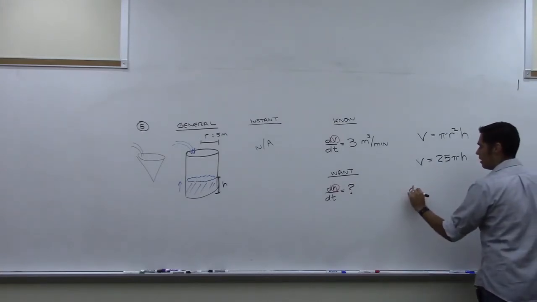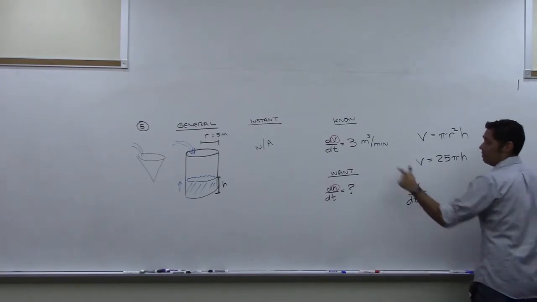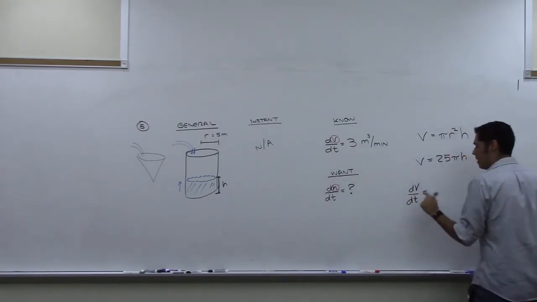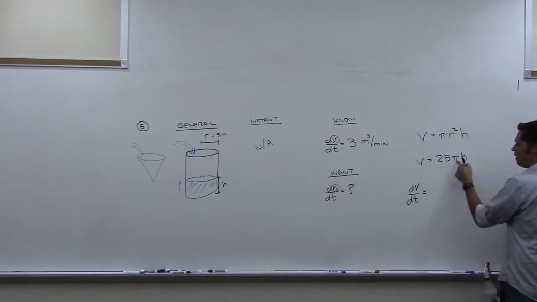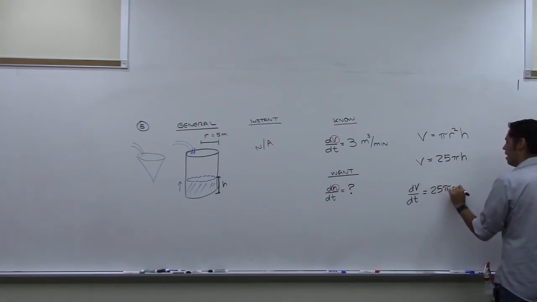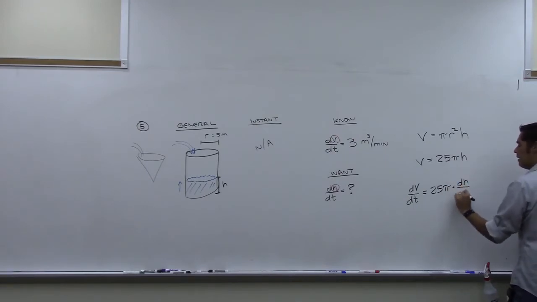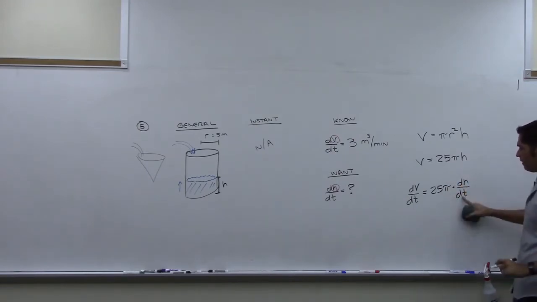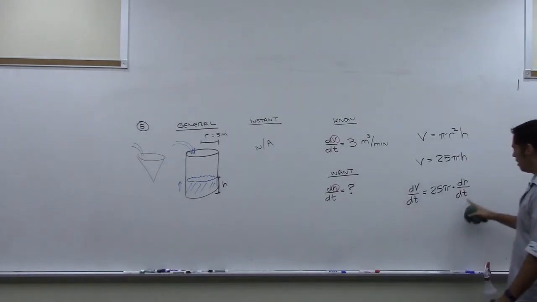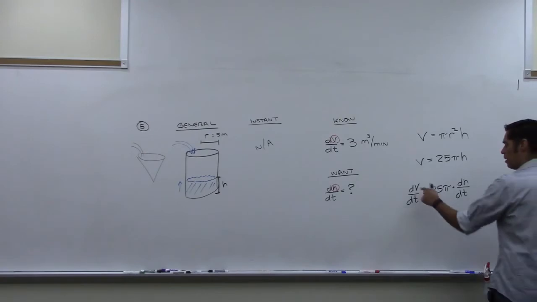Derivative of the left side is dV/dt, which is what I am given, right? I was given this. And then over here, 25 pi is a constant, so I'm just going to write it down, and then times the derivative of h with respect to time, which is dH/dt. dH/dt is what I'm trying to find. So you can see here, here's what I want to know, and this is what I was given. So I should just be able to plug in 3 here.